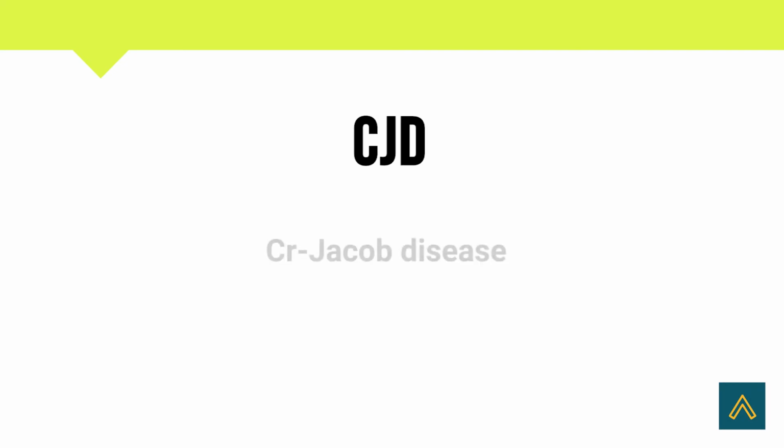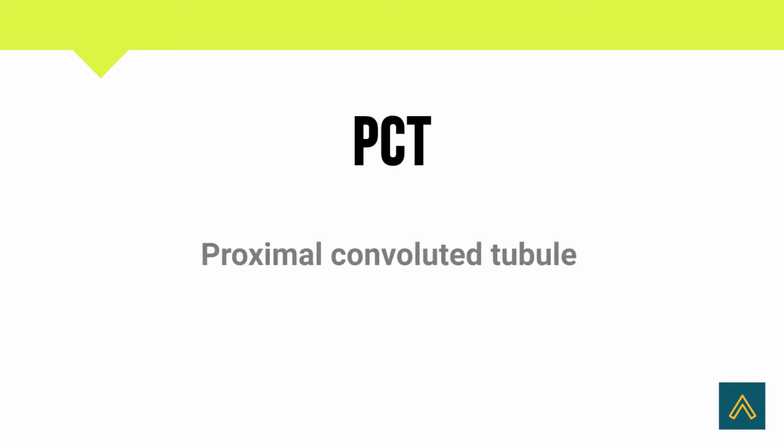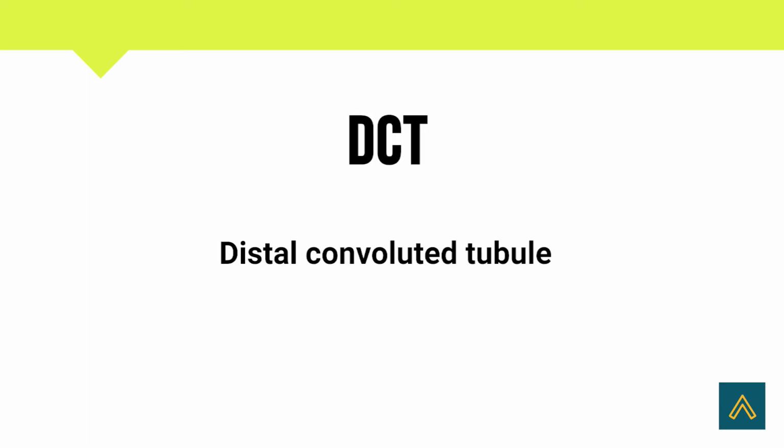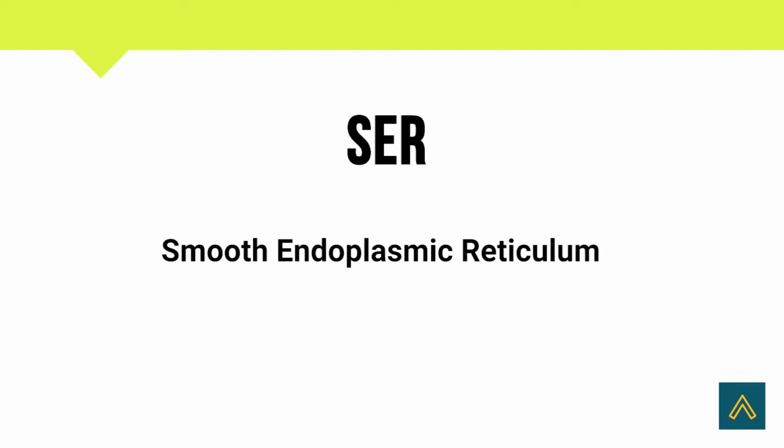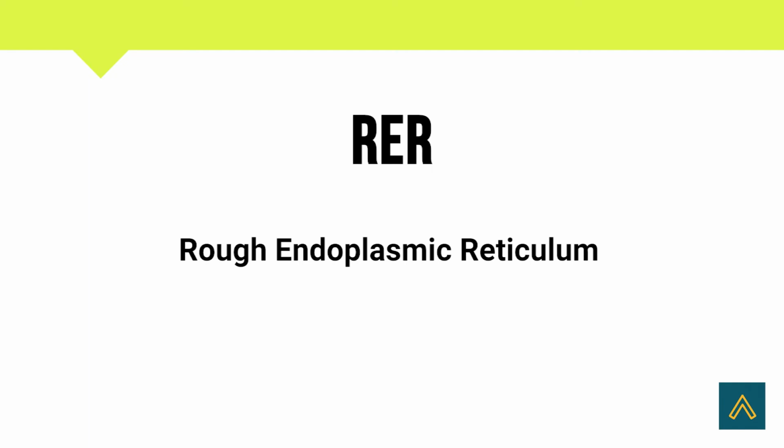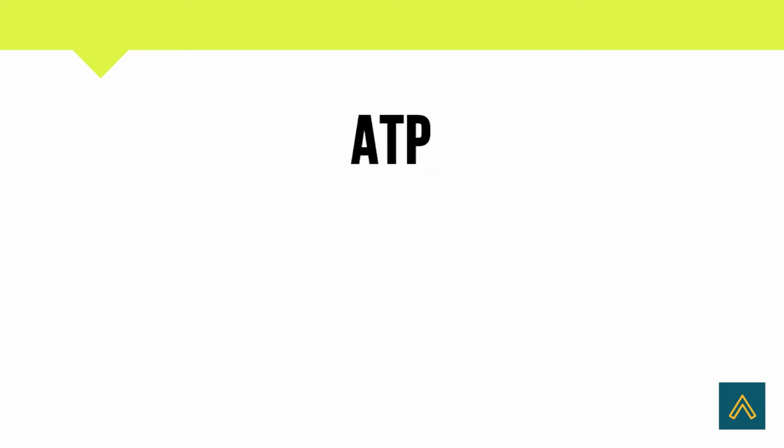CJD. The full form of CJD is Creutzfeldt-Jakob disease. PCT. The full form of PCT is Proximal Convoluted Tubule. DCT. The full form of DCT is Distal Convoluted Tubule. SER. The full form of SER is smooth endoplasmic reticulum. RER. The full form of RER is rough endoplasmic reticulum.